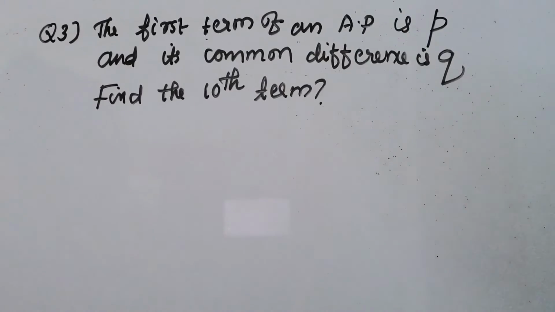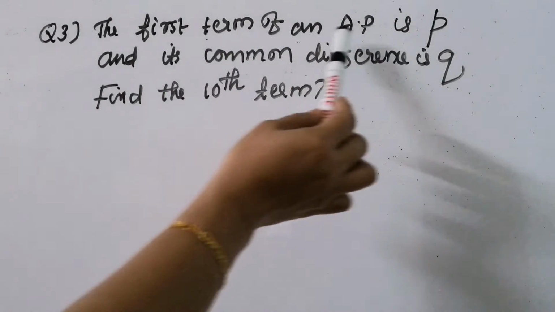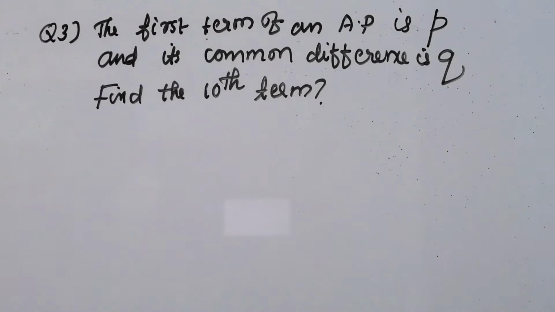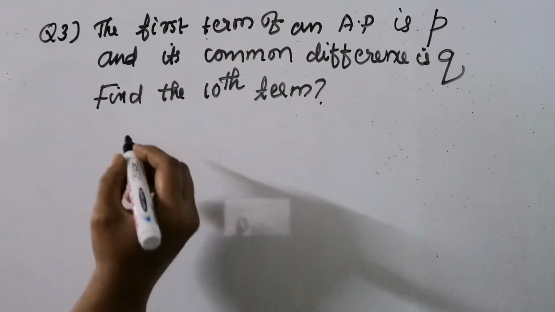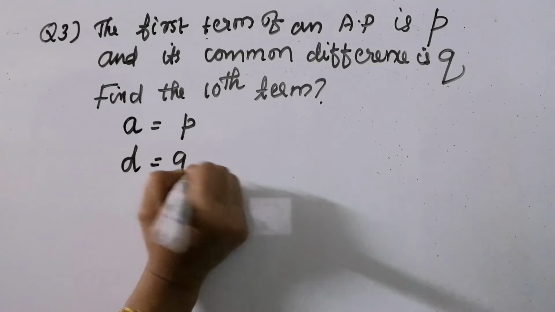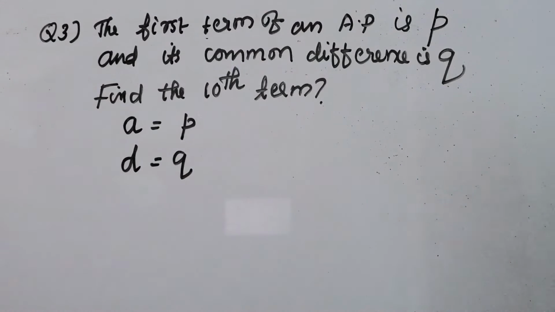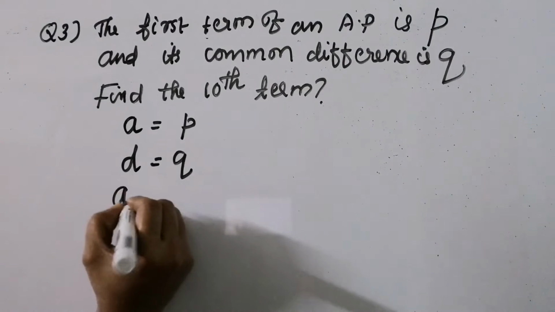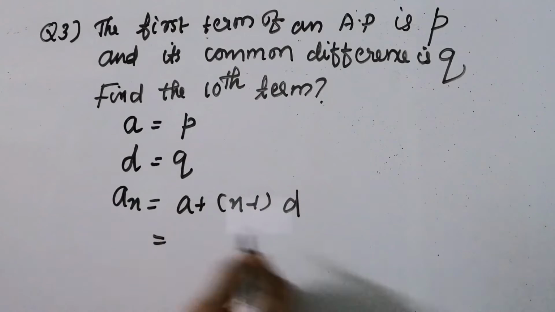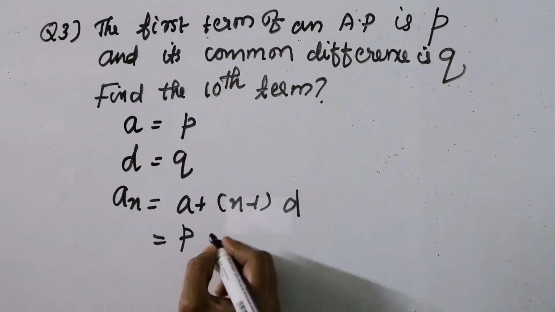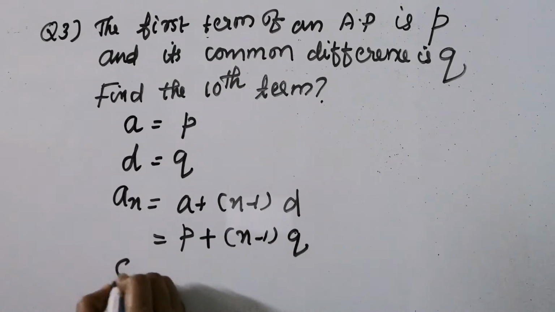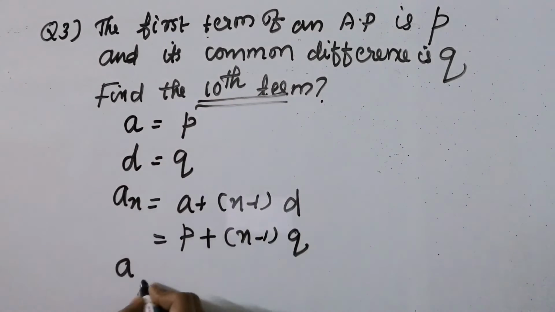Clear? The third problem is, the first term of an arithmetic progression is p and the common difference is q. Find the 10th term. Given that the first term a is equal to p and the common difference d is equal to q. We know the nth term an is equal to a plus n minus 1 into d. Here we can put the value p plus n minus 1 into d, which is q. Then we have to find the 10th term, so we replace n with 10.